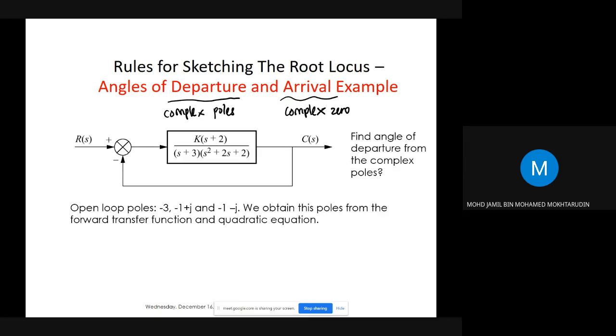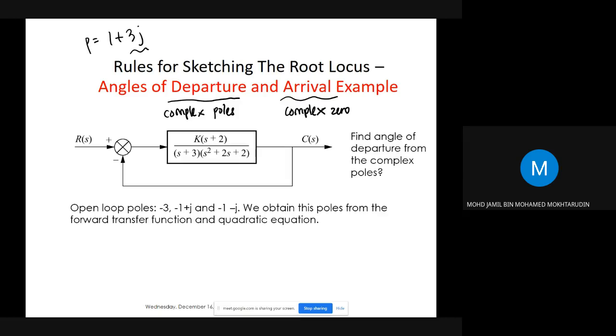Complex maksudnya bila you dapat poles equals maybe 1 plus 3j for example. So kalau ada bentuk macam ni, this is a complex pole, okay? So angle of departure only for complex poles and angle of arrival only for complex zero, okay? Kalau tak ada complex, tak ada angle of departure and arrival. Okay, tak payah cari.